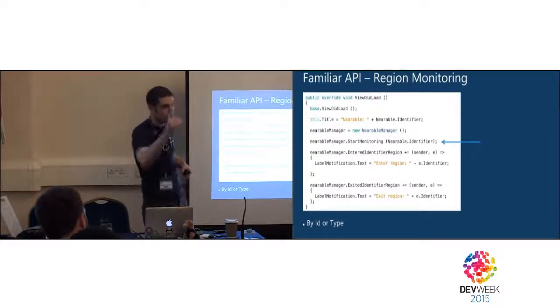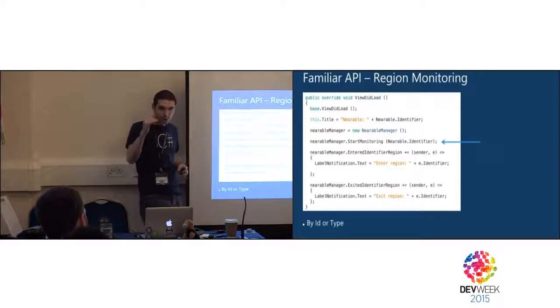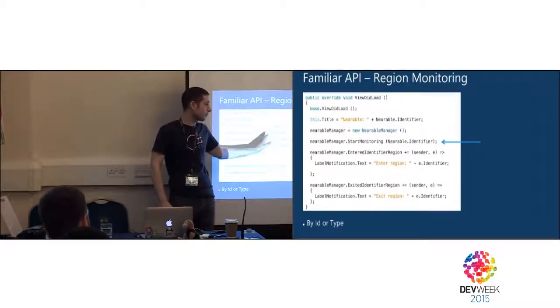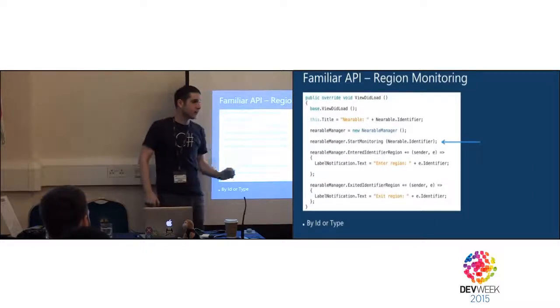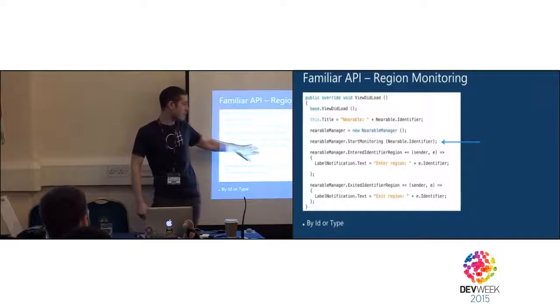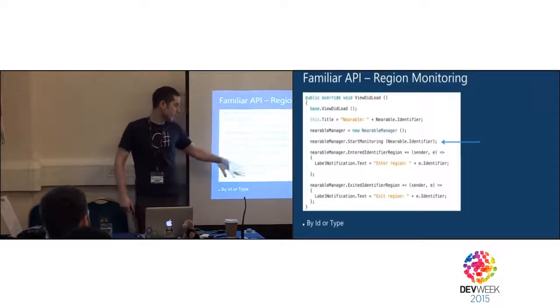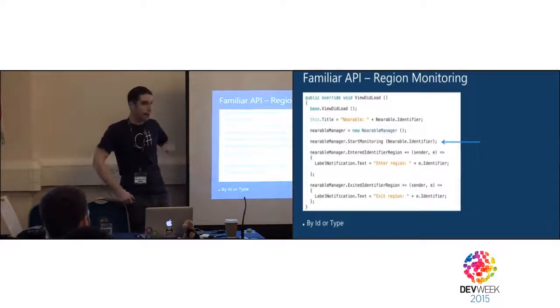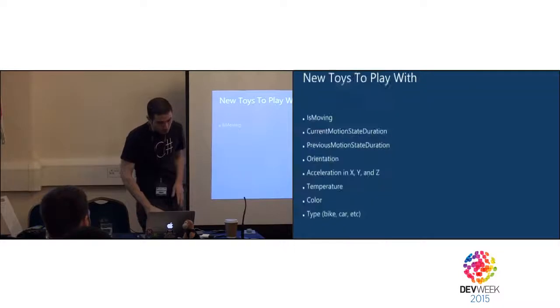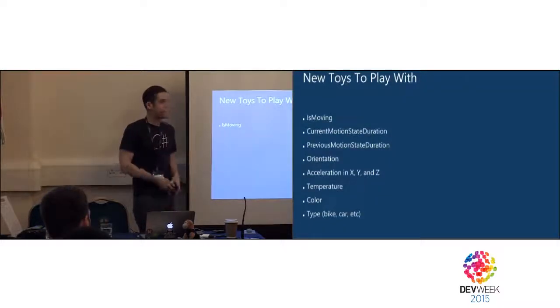So that enables you to narrow down like it's a region. Instead of doing start monitoring for a region, you're monitoring for an identifier or for a type. But in this case here, we're saying entered identifier region and exited identifier region. You could pop up a local notification, and that's what it says, by ID or by type.